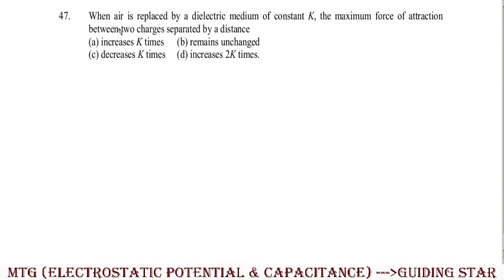Next question number 47, when air is replaced by dielectric medium of constant k, the maximum force of attraction between the two charges separated by distance. Okay, so here in this particular case, like the previous question, इसमें जो डायलेक्ट्रिक कांस्टेंट मीडियम का यहाँ पे बोल दिया है कि डायलेक्ट्रिक कांस्टेंट k है। क्लियर। तो एयर को रिप्लेस किया जा रहा है by a medium. Clear. Air is replaced by a medium. Clear.